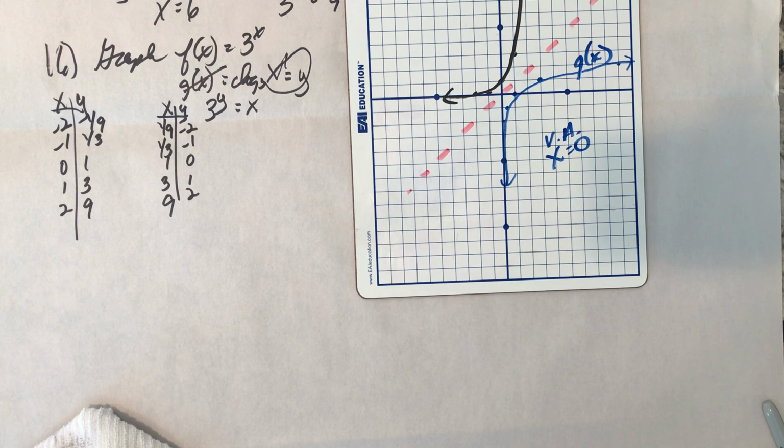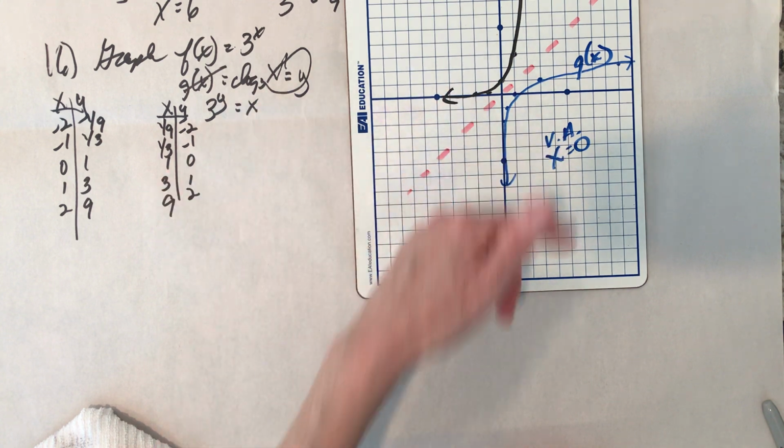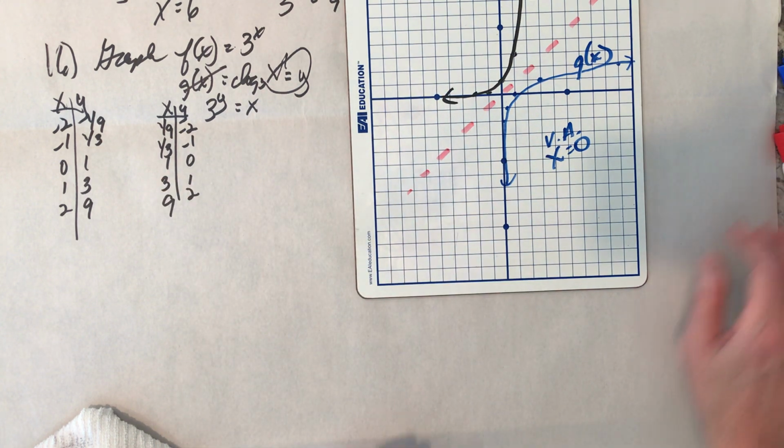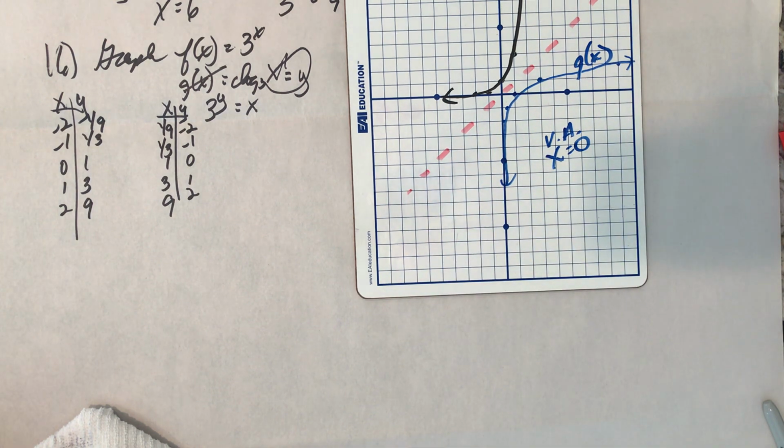These are inverses of each other. Multiplication and division are inverse operations. Adding and subtracting are inverse operations. Squaring and unsquaring. And exponentials and logs are inverse operations of each other. They're reflected across the y equals x line.